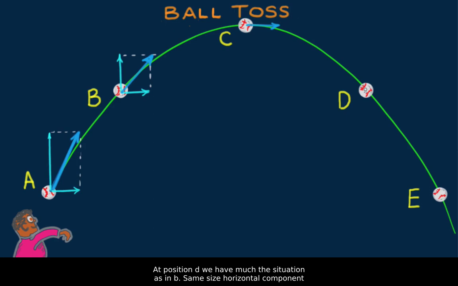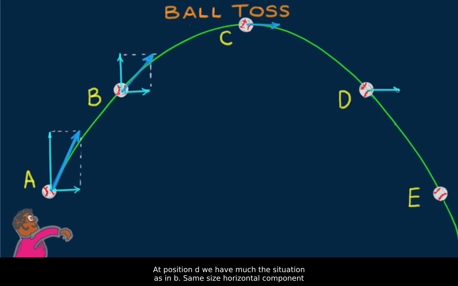At position D, we have much the same situation as in B. Same size horizontal component, but with the vertical component directed downward. So the resultant of these components gives the velocity vector at D. Note it's sort of an upside-down image of the situation at position B.